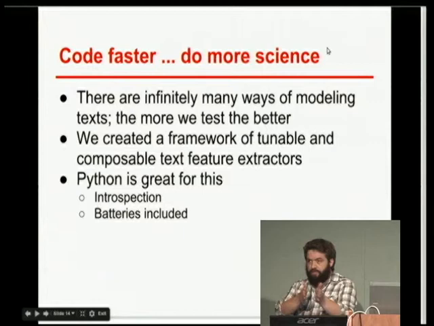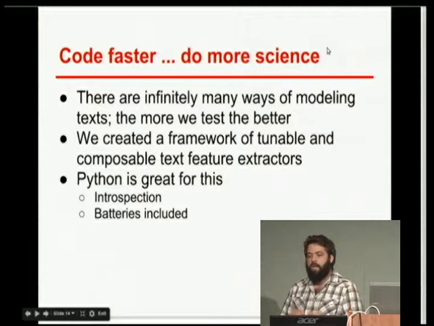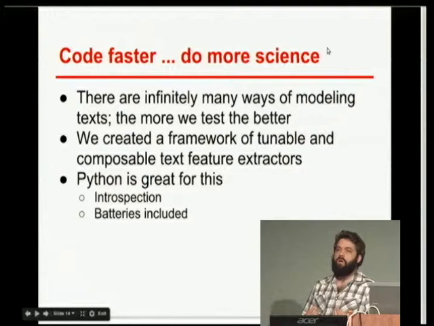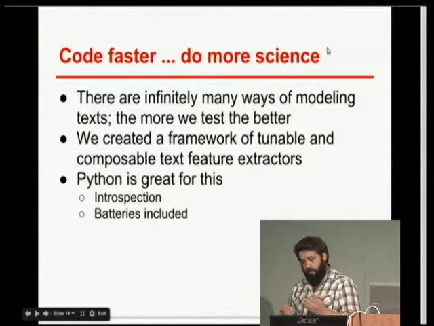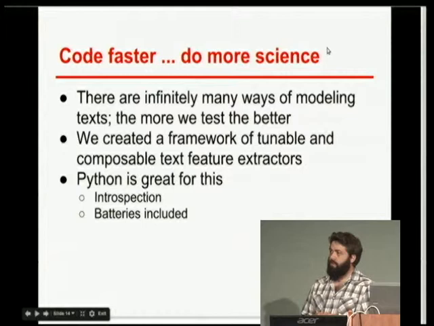What if I change this parameter to each of 10 different values? We don't know which ones of those are going to be the best in terms of predicting our empirical measures, and the more of them that we can evaluate, the better our results are likely to be. So we created this framework of tunable and composable text feature extractors to be able to develop a lot more ways to evaluate the complexity of text than just a few, as is common in other studies.